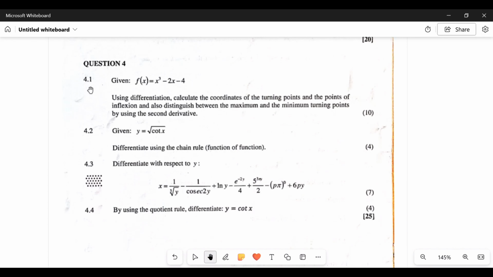All right, guys, here's our question 4. As you can see, question 4 has 4 questions. So we will be dealing with differentiation here on this question. We're going to start with question 4.1. Post it where there is space and let's solve it.